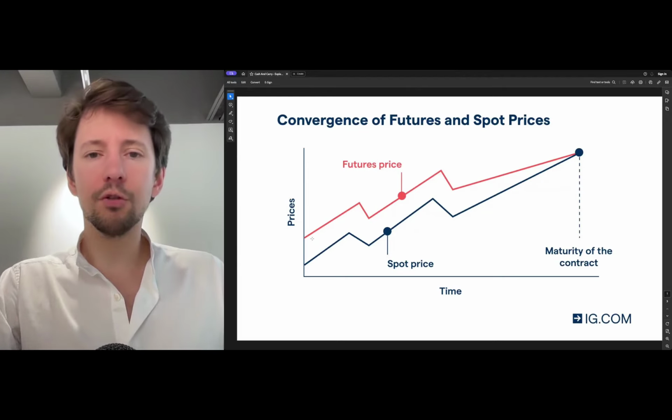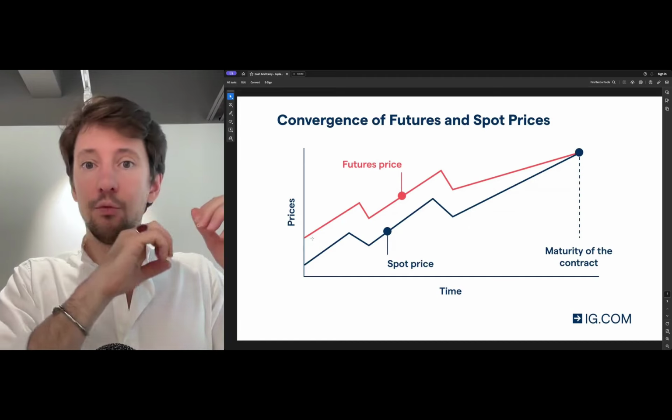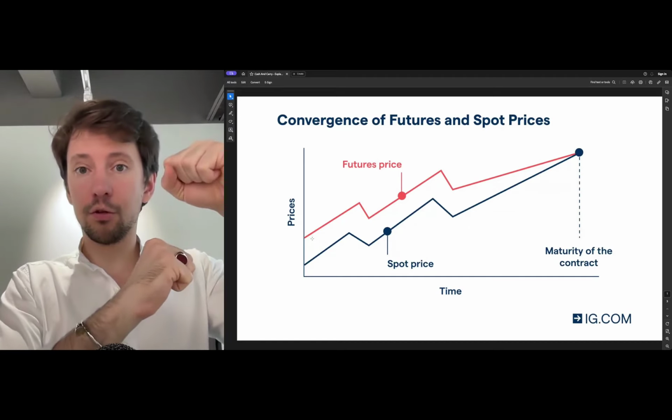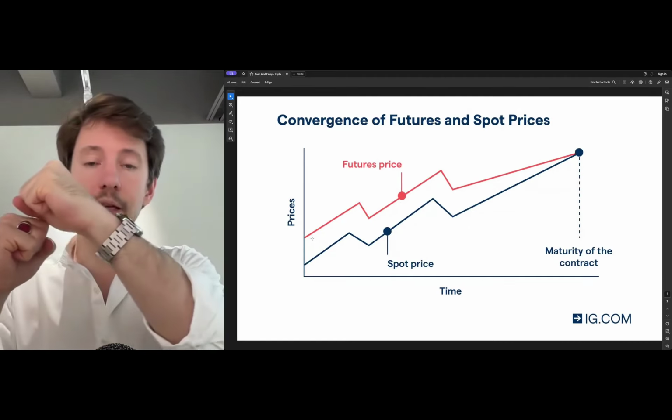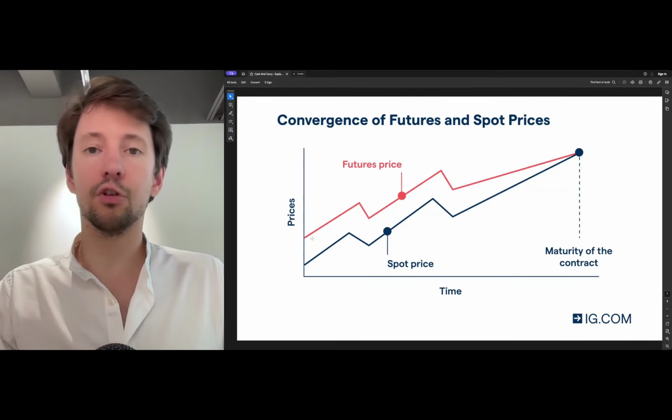So the fact that we have certainty that the price difference is going to narrow means that if we've bought at a certain price and sold at a certain price, we can lock in that profit over time as the time component shrinks in that futures contract.